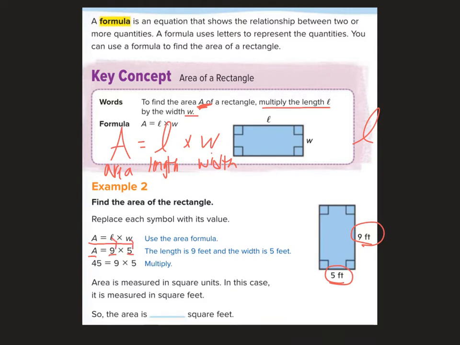Now, here's the big question. Length versus width. How can you know which one is length and which one is width? It doesn't matter, as long as you're not using the same side twice. Because 9 times 5 is the same as 5 times 9, right? That's the commutative property. Don't get hung up on whether it's L or W. Just plug a number in, you're good to go. 9 times 5 is equal to 45, so we know our area is 45 square feet.